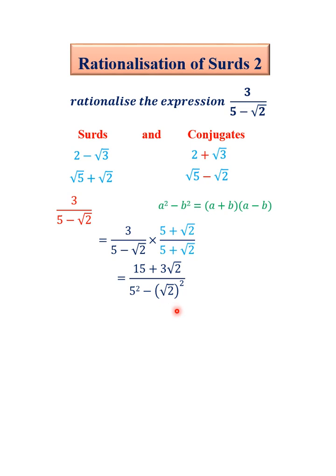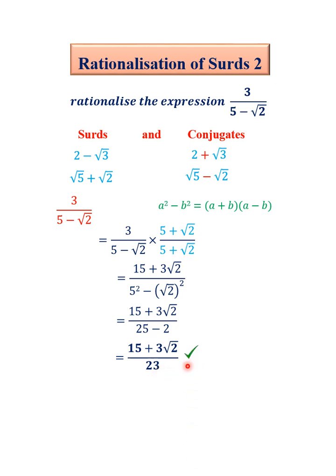It is simple from here. So this becomes 15 plus 3 root 2 all over 5 squared, which is 25, minus the square root here. We knock out the square and we are left with 2. So root 2 squared is simply 2. 25 minus 2 is 23. So this expression becomes 15 plus 3 root 2 all over 23. And this is the answer.